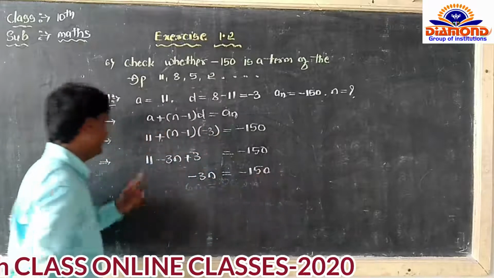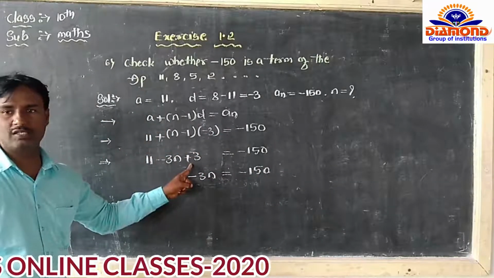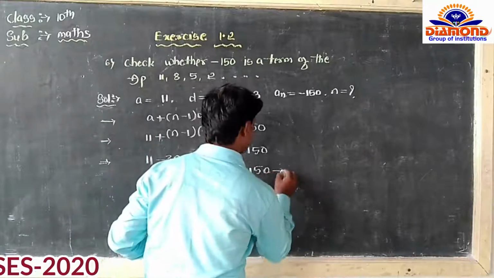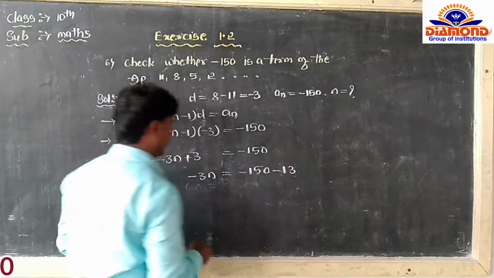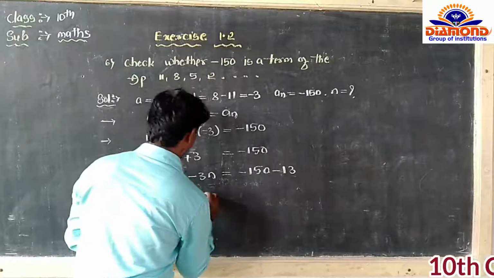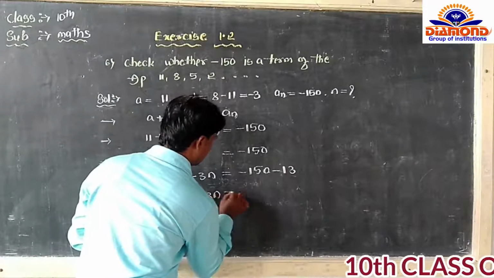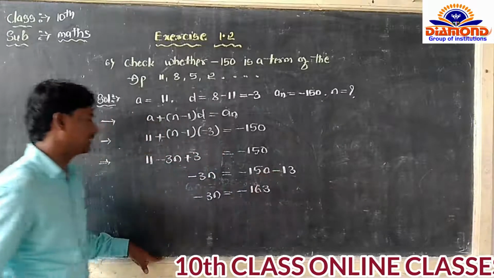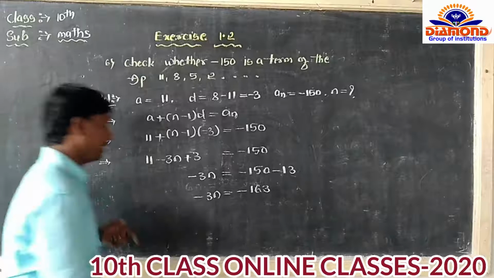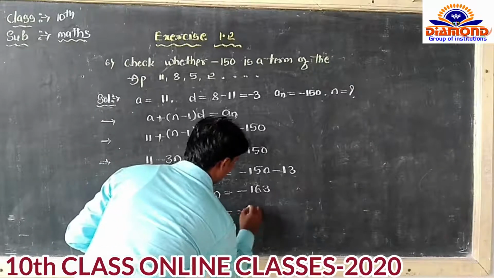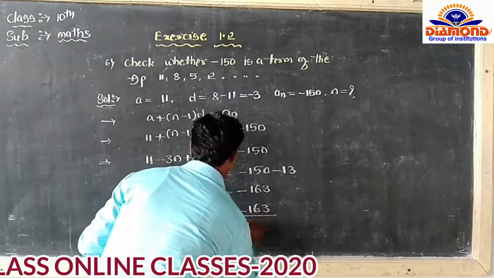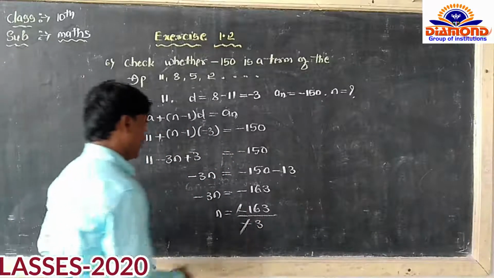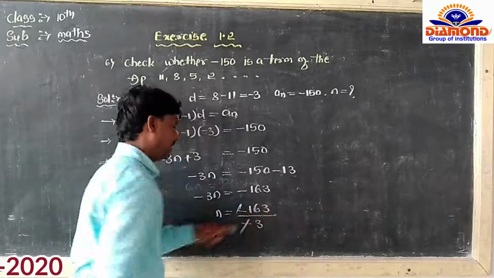Minus 150, here minus 11 minus 3 is equal to minus 14 or rather, the answer on that side becomes minus 163. Now minus 3n is equal to minus 163. Then n is equal to minus 163 upon minus 3. Both minuses get cancelled. 3 5s are 15. 3 5s are 15. Remainder is 1.